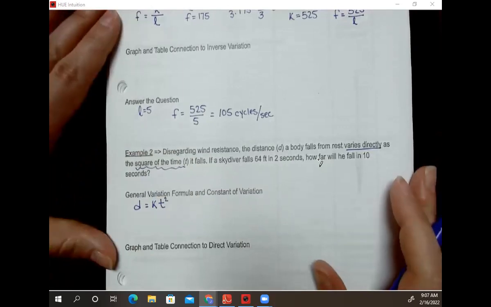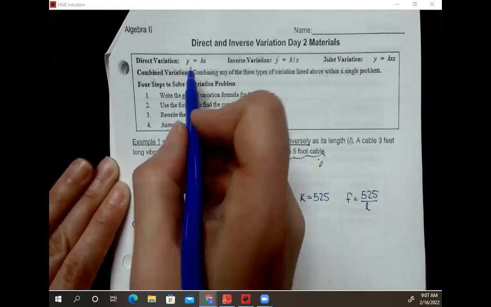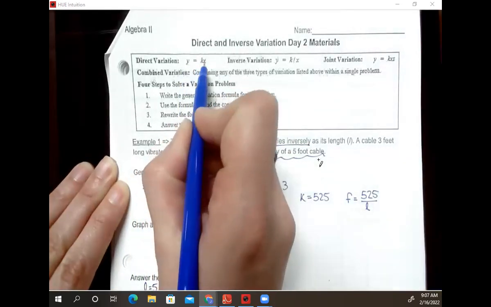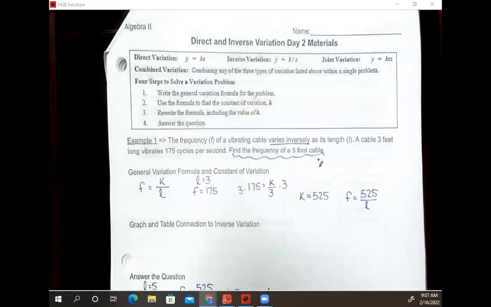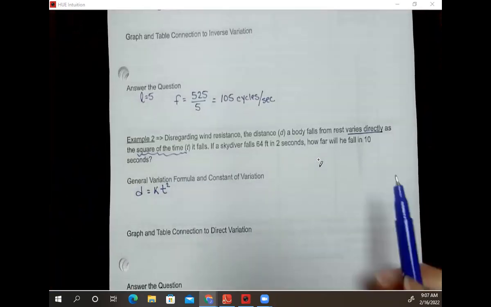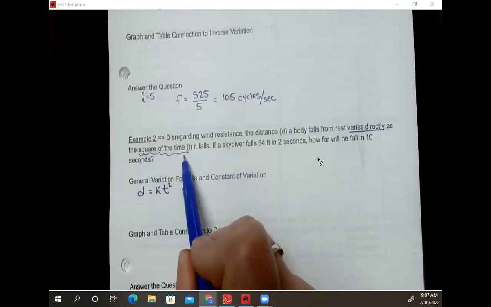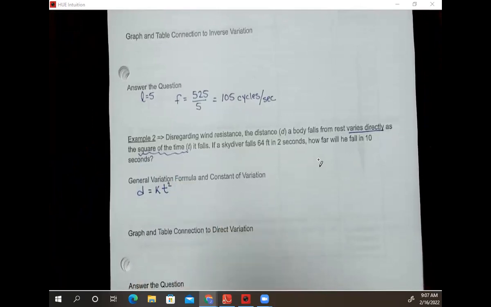I know direct variation. I'm going to hop up to the top for just a second. Should look like y equals my constant times x times that other variable. So that's what I've got here. And in this case, slight modification because again, it says varies directly as the square of the time. So I have to square the time.